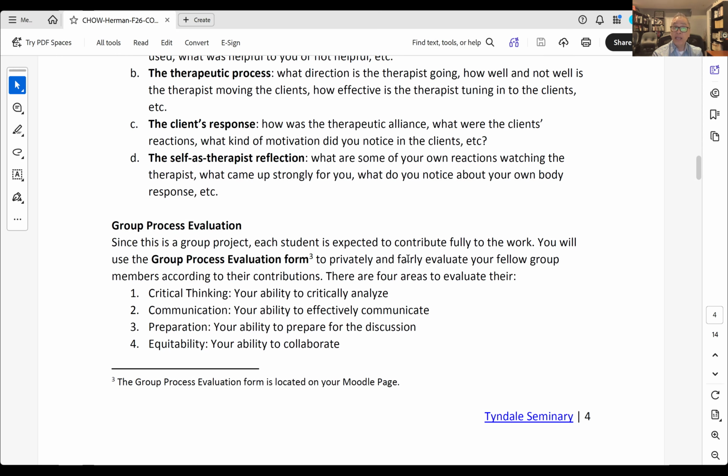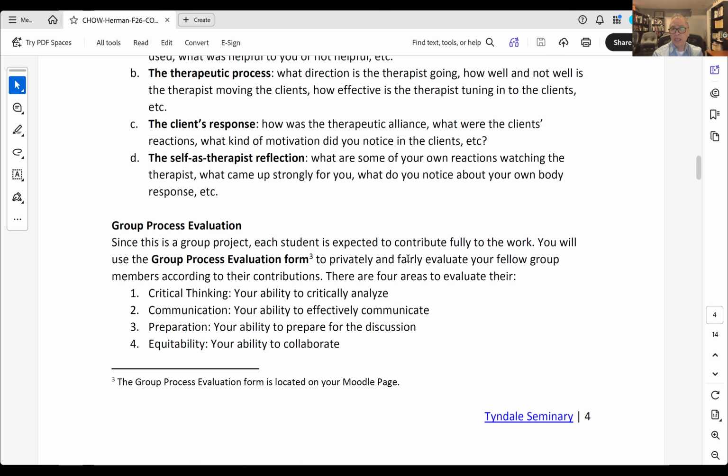One is their critical thinking, their ability to critically analyze the material, right? Do they have critical thinking? How well do they do that? Communication, how well do they effectively communicate themselves, right? They don't have to be super eloquent, but were they able to effectively communicate what they want to say to you? Preparation, did they come prepared? Or did they sort of wing it, right? If they didn't come prepared, they shouldn't get a good score in this area.